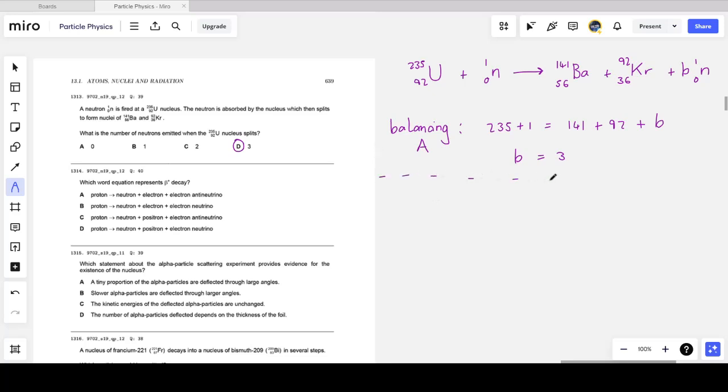Okay. The next question is 1314. It's from the March 2019 exam. It's from question paper 1, variant 2, and it's question 40 from that paper. We want to know which word equation represents beta plus decay. Okay, which word equation represents beta plus decay?